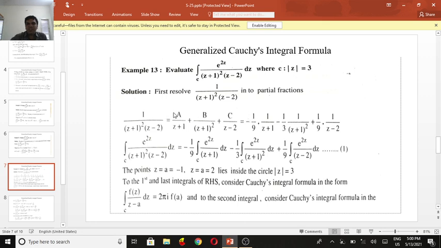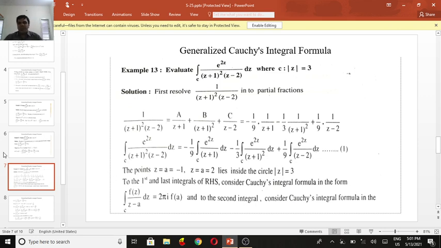Substituting the values of A, B, C, we get minus 1 by 9 integral of 1 by z plus 1 dz minus 1 by 3 integral of 1 by (z plus 1) whole square dz plus 1 by 9 integral of 1 by z minus 2 dz. So with f(z), we get minus 1 by 9 integral of e power 2z divided by z plus 1 dz minus 1 by 3 integral of e power 2z divided by (z plus 1) whole square dz plus 1 by 9 integral of e power 2z divided by z minus 2 dz.